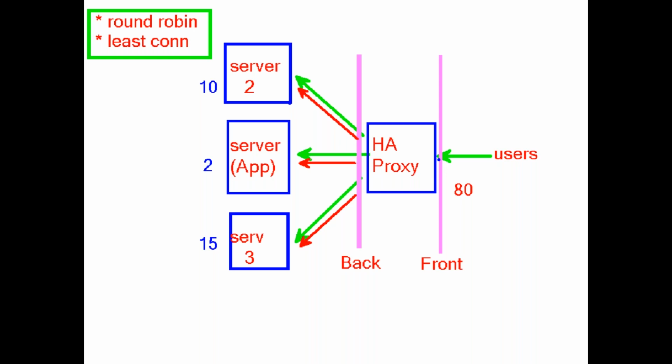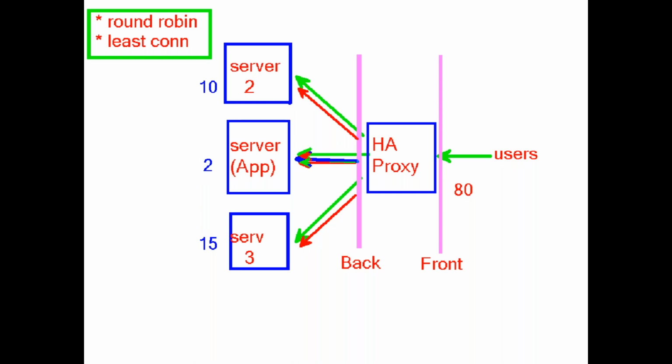Now, if you have a new request from this user, this new request will be redirected to the server which contains the least number of connections. We know that the first server has the least connections, so the request will go to that server. Is it clear? So like this, HAProxy will use different algorithms.